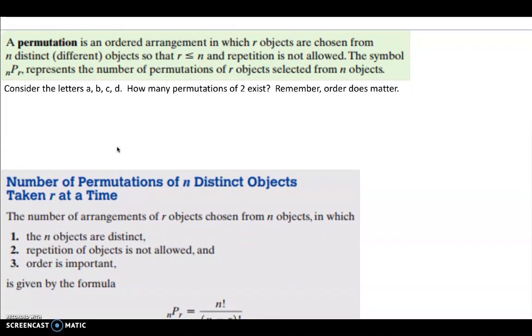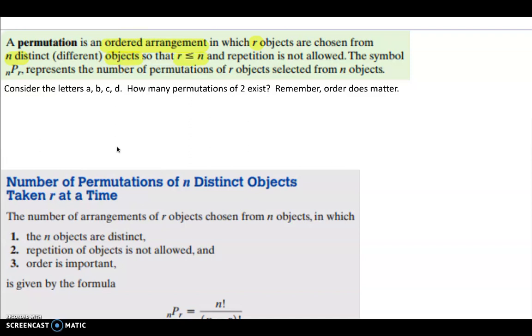Okay, permutation is an ordered arrangement. So the big keyword to go with permutation is order. Order matters in a permutation. So a permutation is an ordered arrangement in which R objects are chosen from N distinct or different objects, where R is less than or equal to N.